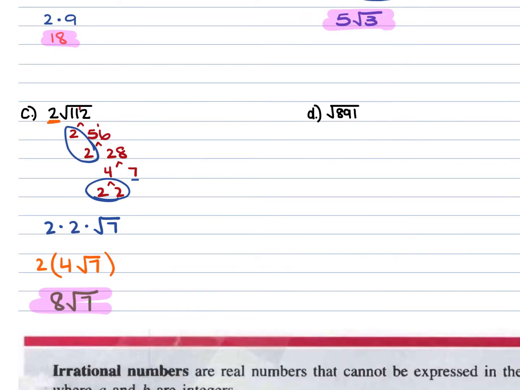For example D, we have the square root of 891. For this one, I am going to divide this by 3 to start with. 3 goes into 8 twice with 2 left over. 3 goes into 29 9 times with 2 left over. 3 goes into 21 7 times. From here, I'm going to divide the 297 by 3 as well. 3 goes into 29 9 times with 2 left over. 3 goes into 27 9 times.